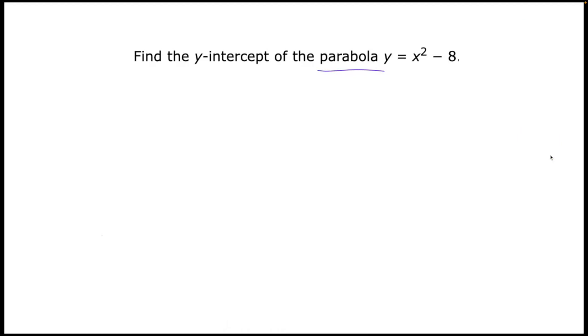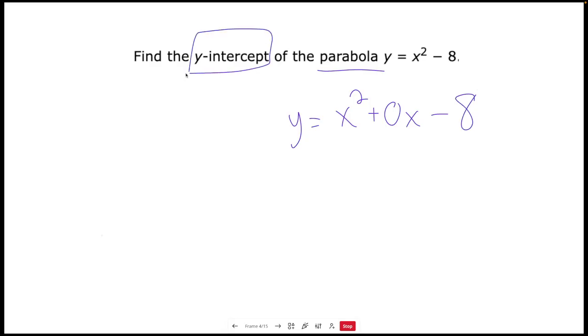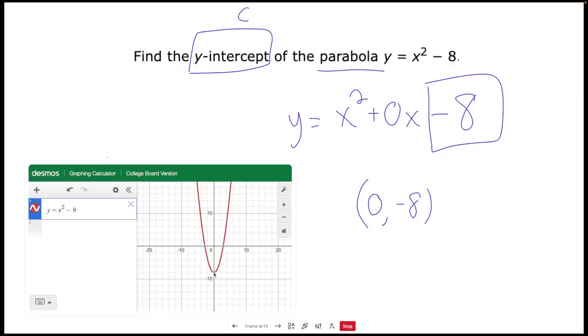To find the y-intercept, we need to remember, let's put it in standard form. So this is y equals x squared plus 0x, right? There's no x term in the middle, so it's just 0x, and then minus 8. And the y-intercept is always the c term. The c term is always the number by itself, and so the y-intercept is located at (0, -8). If we were to graph this, this would be at (0, -8). And just to confirm, here is the graph. You can see that the y-intercept is located at (0, -8).